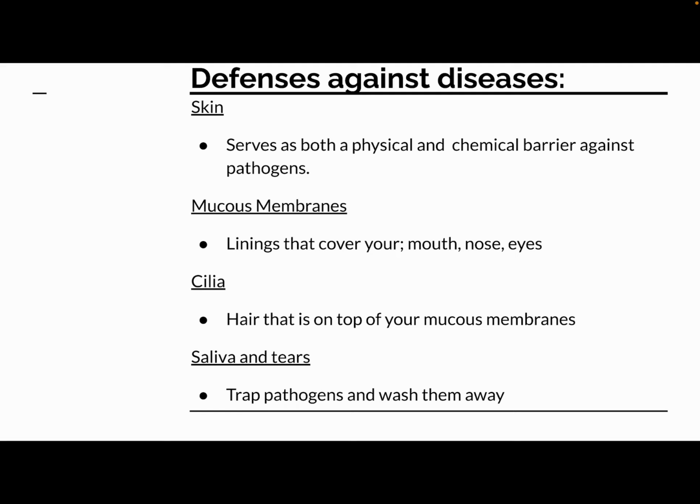Your skin serves as a physical and chemical barrier against pathogens. Mucous membranes are linings that cover your mouth, nose, and eyes. Cilia are the hairs on top of your mucous membranes. Your saliva and tears trap pathogens and wash them away.